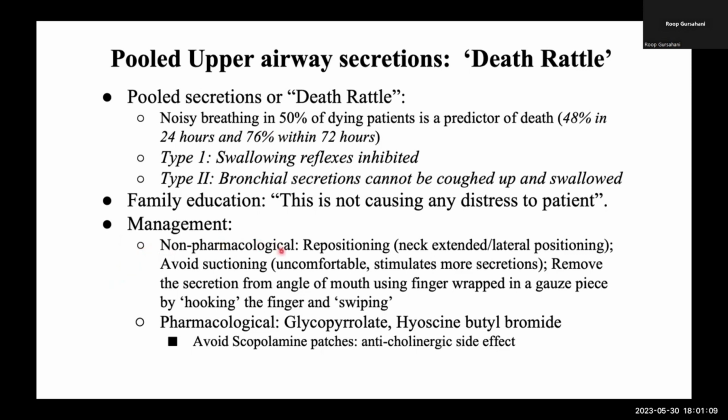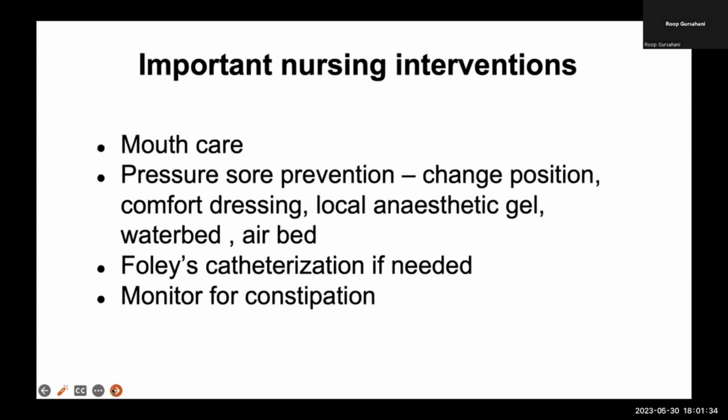You reposition them so that the neck is extended or laterally positioned. Remove the secretions by taking a gauze piece and hooking the finger and swiping it out. Suctioning is avoided because it actually irritates the mucosa and stimulates more secretions. If at all pharmacological means are required, then it's glycopyrrolate that is preferred. We avoid scopolamine because that has anticholinergic side effects.